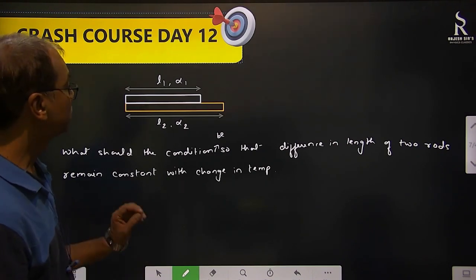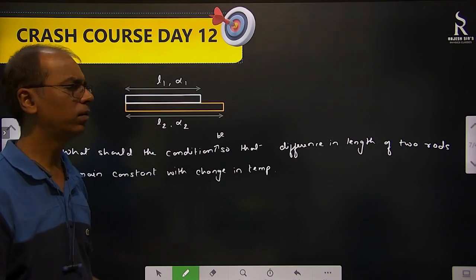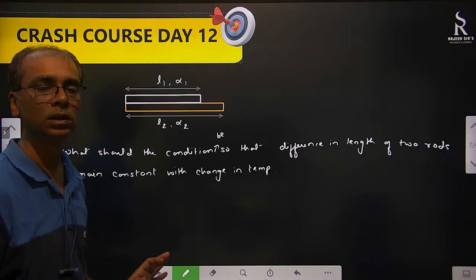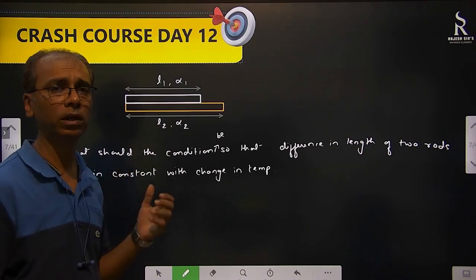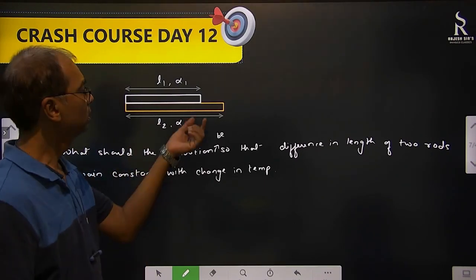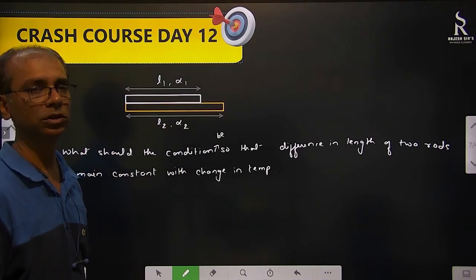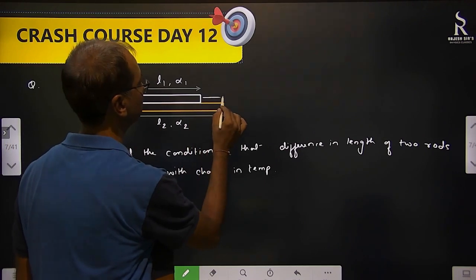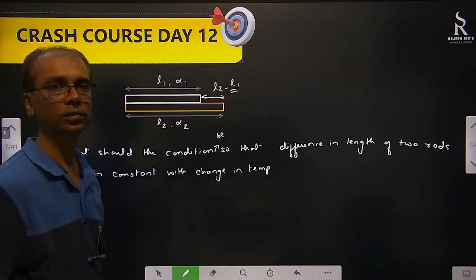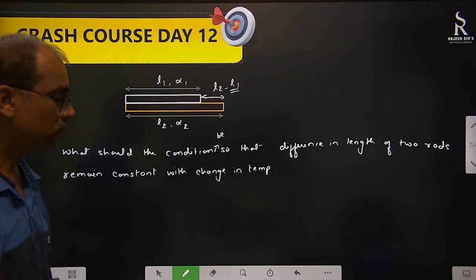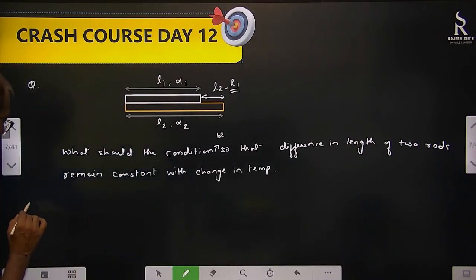So it means whatever is the difference in length, it should be constant, irrespective of what temperature you are making. If presently suppose temperature is 15 degrees centigrade, you are going to make it 20, 25, 30, 35. This difference in length will be constant. That's not going to change. So what is the difference in length here? You can see that is L2 minus L1. This will be constant. This should not change. Fine. He's saying find the condition. So let's see what condition we can write.